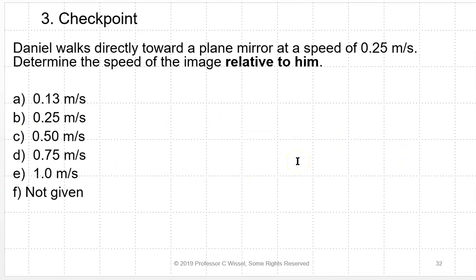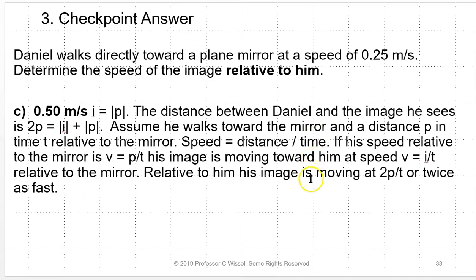Daniel walks directly toward a plane mirror at a speed of 0.25 meters per second. Determine the speed of the image relative to him. This is the same question we had before. If he's walking at 0.25 meters per second, his image is approaching him at twice that speed, or 0.50 meters per second. The distance between Daniel and the image he sees is 2p, that's i plus p. Assume he walks toward the mirror a distance p in time t relative to the mirror. Speed is distance divided by time. If the speed relative to the mirror is v equals p over t, his image is moving toward the mirror at a speed of v_i equals p over t. Both of these are relative to the surface of the mirror, but relative to him, his image is moving at 2p over t, or twice as fast.